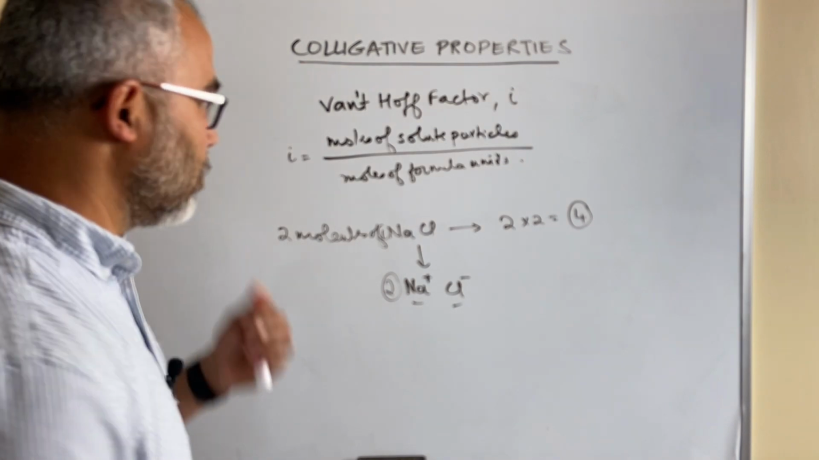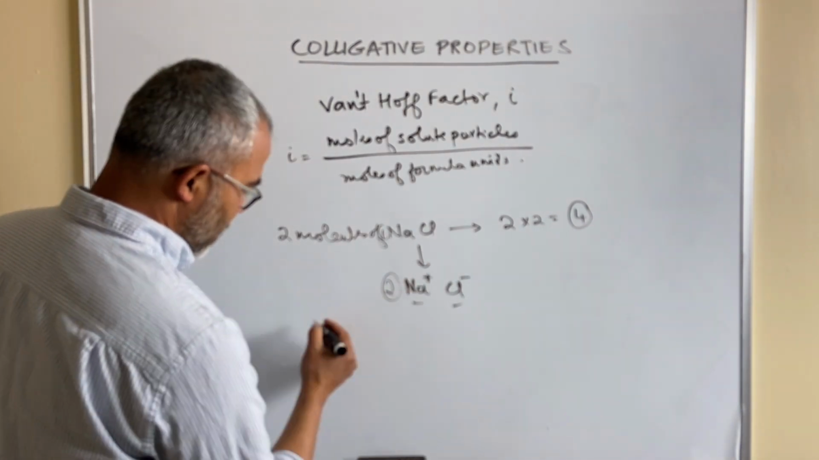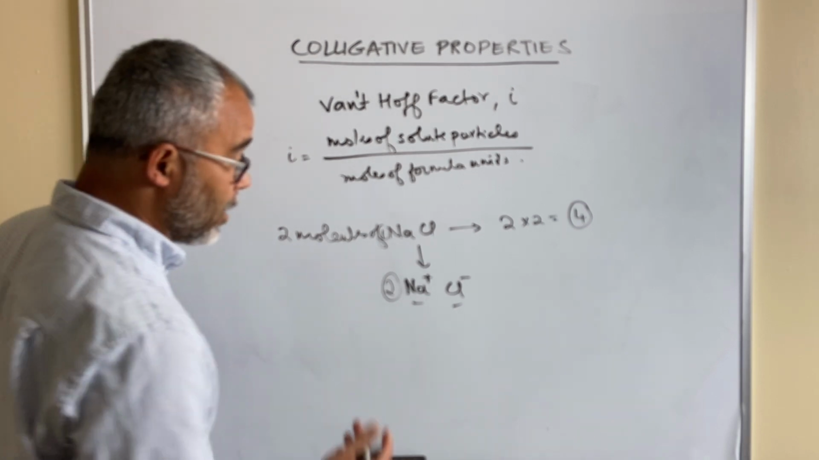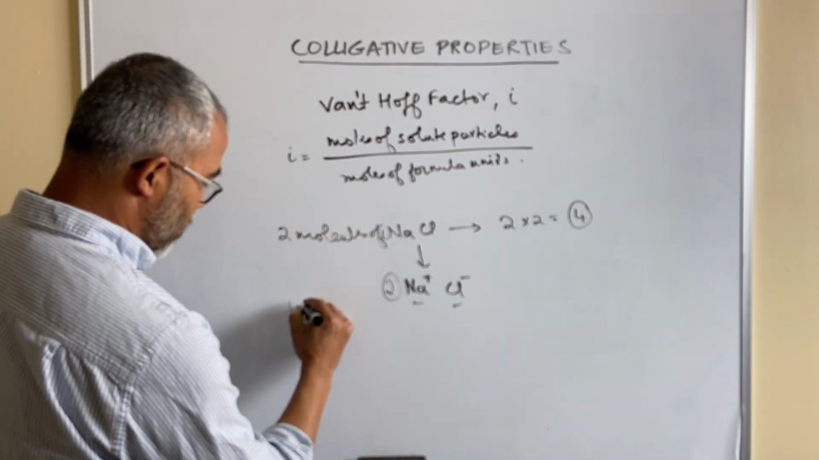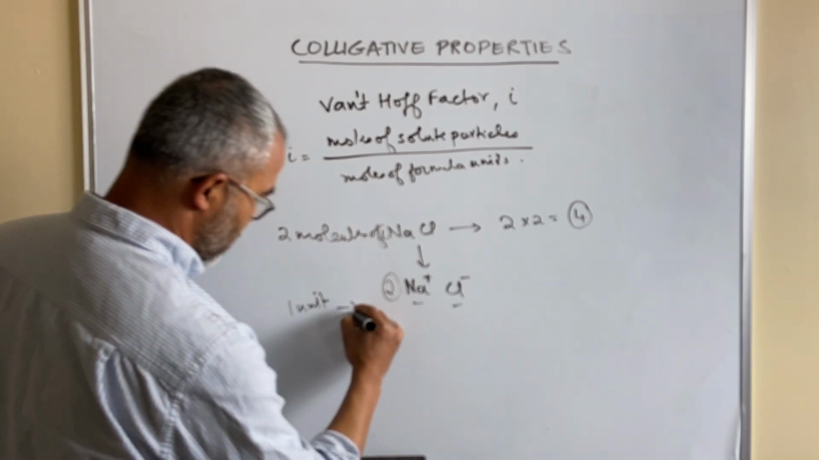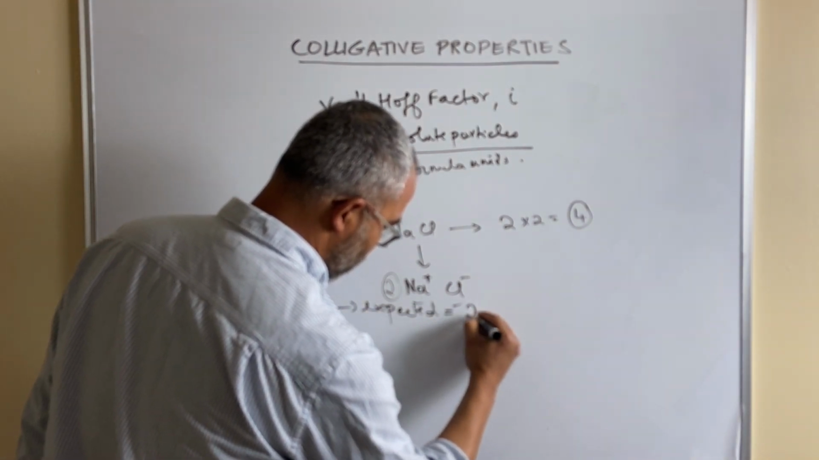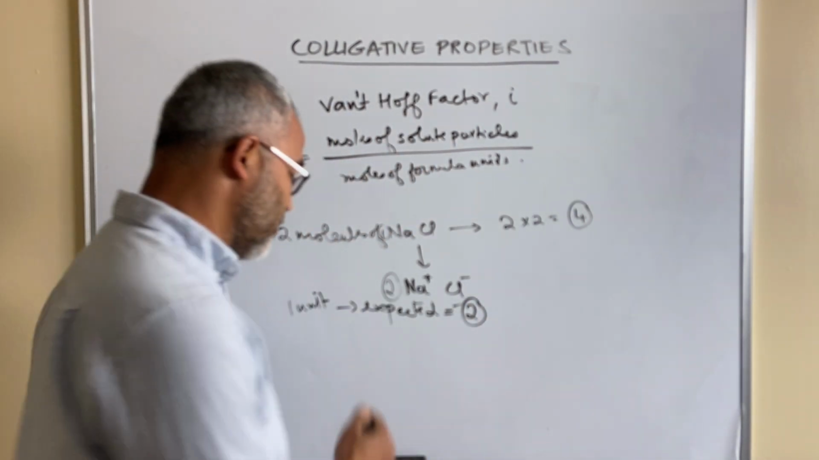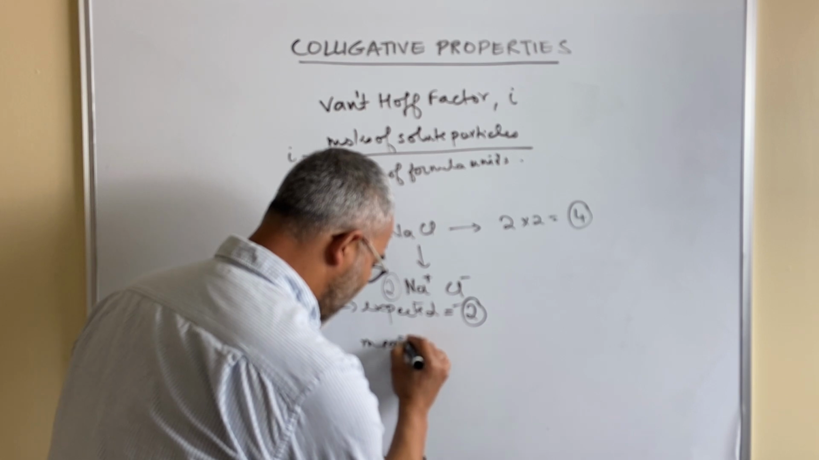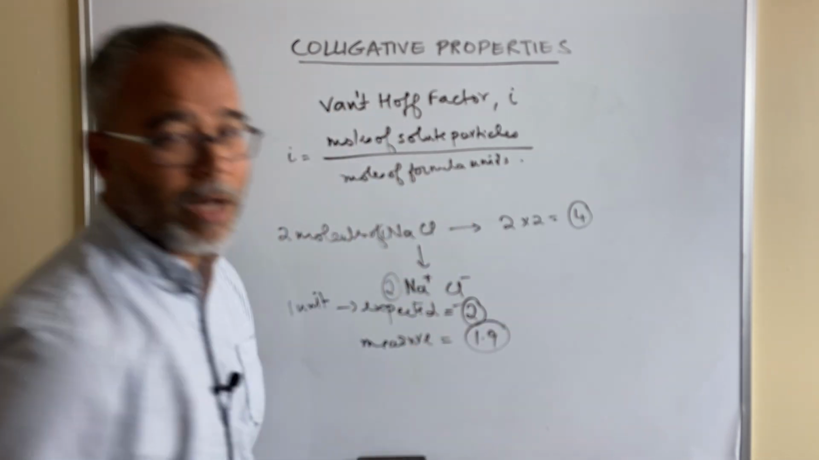Okay, so how do we apply this? Well, number one is we can have a measured value and an expected value. So the expected value for sodium chloride, so for 1 unit, is 2. However, we don't often see the expected value. What we actually measure for sodium chloride is something around 1.9.